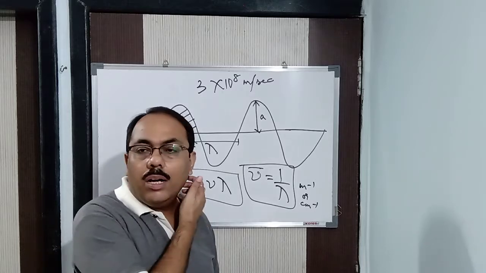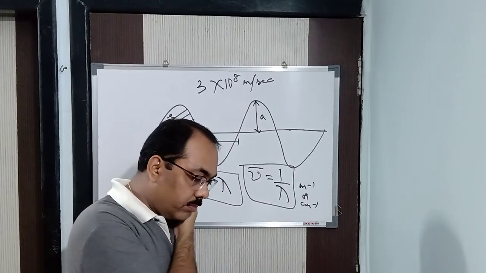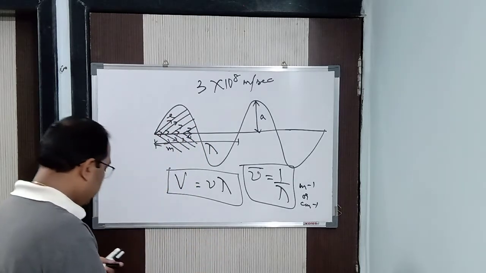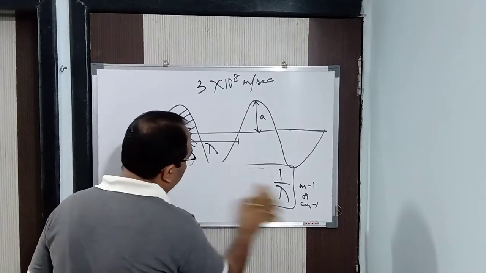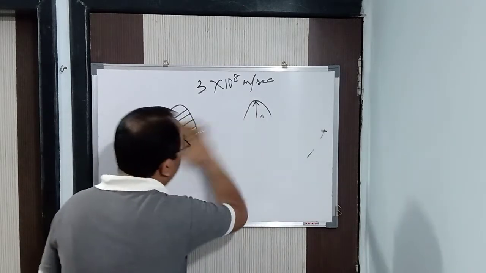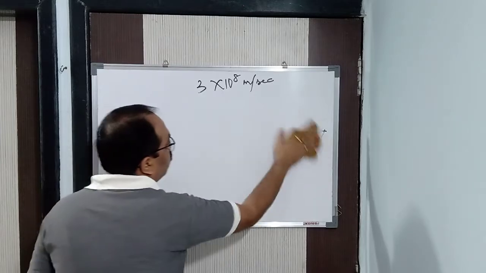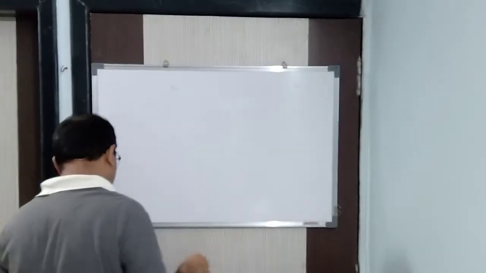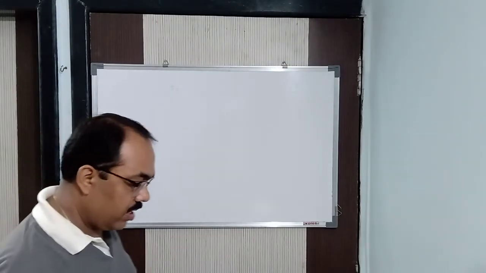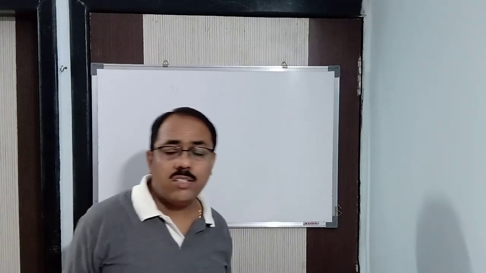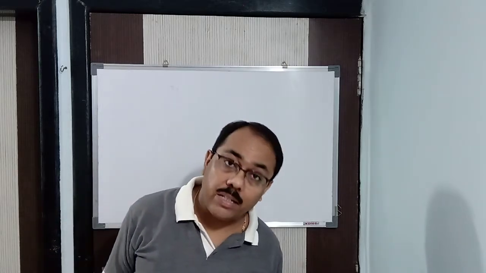Now, after that we'll come to what the electromagnetic waves are. I mean, which waves come under electromagnetic waves? Which rays come under it? Or in one word, what is the electromagnetic spectrum?